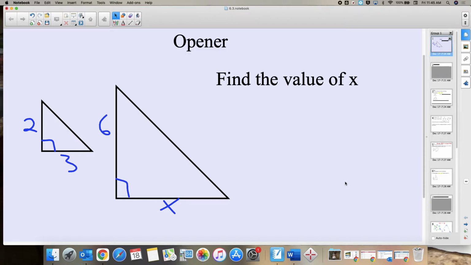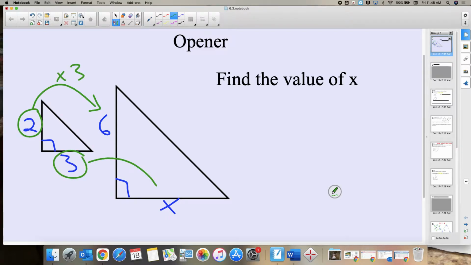All right, taking a look at your opener here. It says find your value of x. So we've done problems like this before. You've seen them in previous years where you're looking to see, okay, what am I doing to my figure? To get from 2 to 6, I'm multiplying by 3. So to get from 3 to x, I have to multiply by 3, and we get x equals 9.